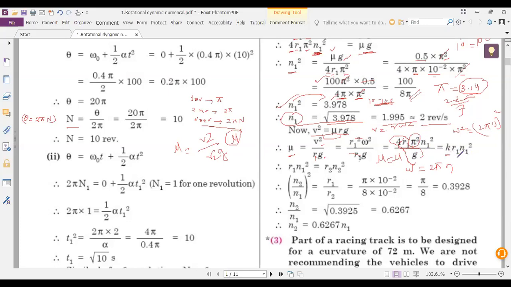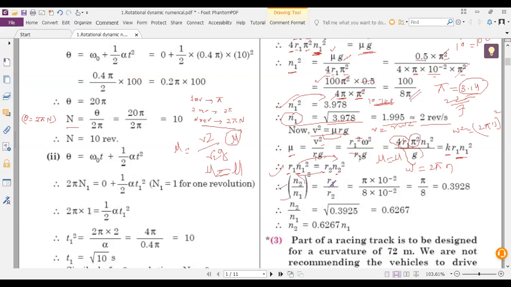What is the uncommon part of the coin and disk? Their radius and their frequency. The frequency of the coin and the frequency of the disk are not the same. So we relate them because both frictions are the same. If both frictions are the same, both formulas are also the same. So can we write like this? R1 n1 square is equal to R2 n2 square. Now cross multiplication. Take the frequency to one side. So take this n1 to the right hand side and R2 to the left side. So what we get, n2 upon n1 is equal to R1 upon R2.